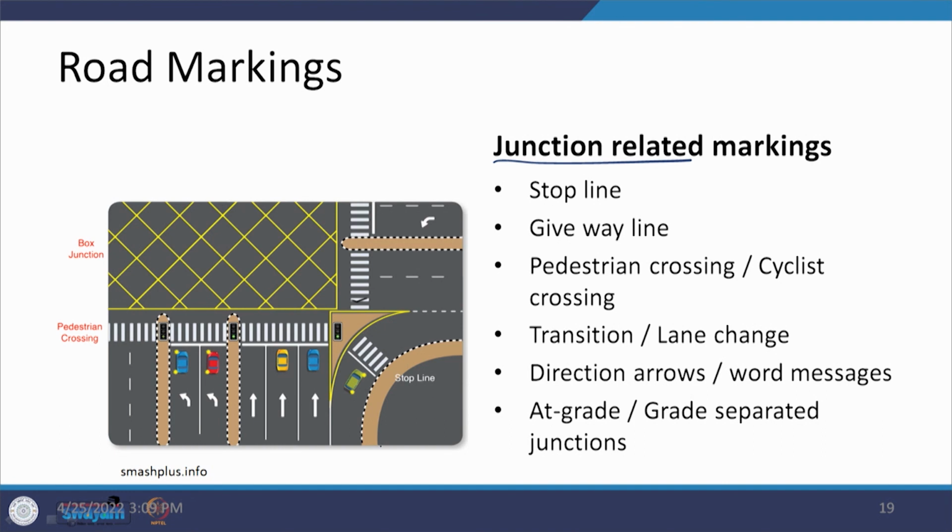In the case of the nodes at which all of these longitudinal markings are reaching, we are going to have the junction related markings. It can be a stop line, give way line, crossings for pedestrians or cyclists, merging or diverging arrows, word messages, lane changes, all of those things are going to be there. You can see that there is a pedestrian crossing, there is a median being marked, there is an arrow, there is a marking on this side. All of these things are going to be discussed one by one. So, we stop with these things and we are going to continue with our markings in the next interaction onward.